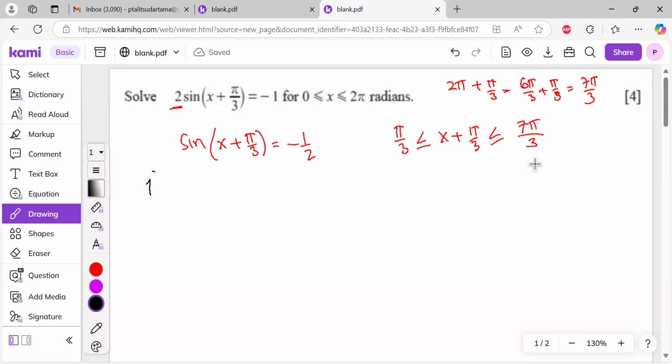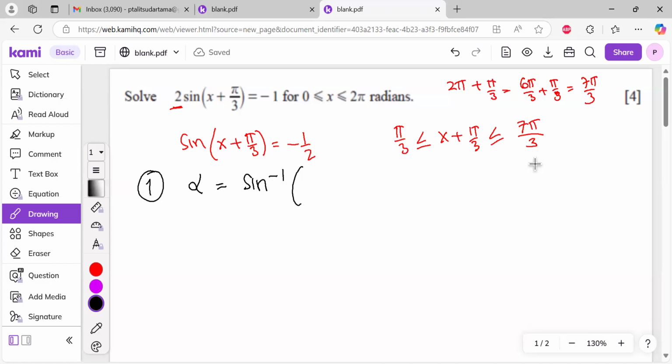Next, what can we do next? Now, let me explain further. Step 1, I will find the reference angle. Let me call the reference angle alpha, and the reference angle should be an acute angle, meaning that the angle is between 0 and 90 degrees. Since in the question we have sin, if you want to find the reference angle, we have to find sin inverse. If we have cos, then you have to find cos inverse.